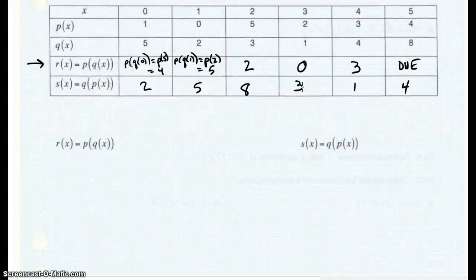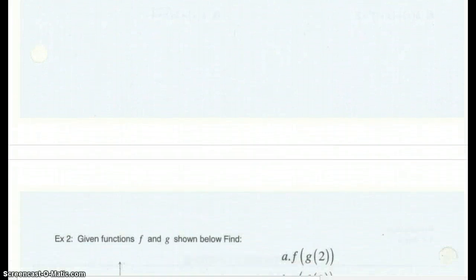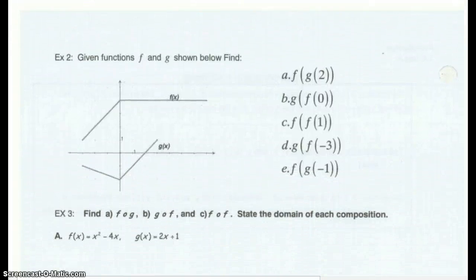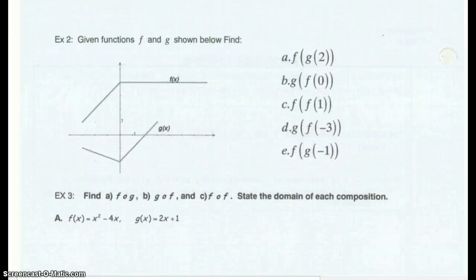Okay, so we completed that table, and let's go on to the next thing. This would be doing compositions from a graph. Given functions f and g, shown below, find first of all f of g of 2. In order to do that, we're going to find g of 2 first, and g of 2 is about right there. So g of 2 equals 1, so we're now going to find f of 1. f of 1, according to the graph, is up here, looks like 4.